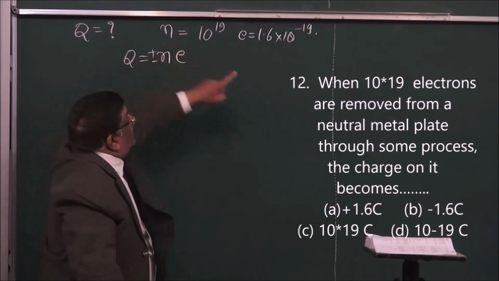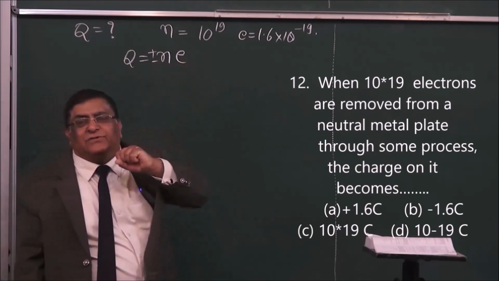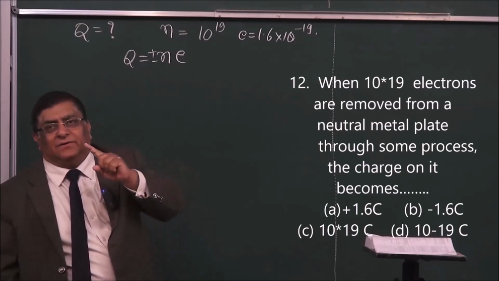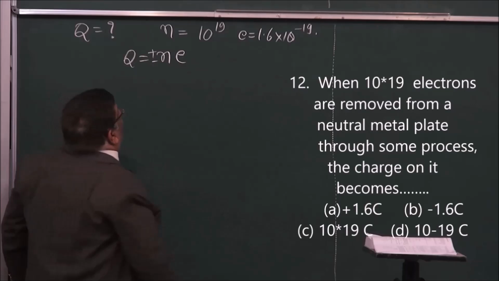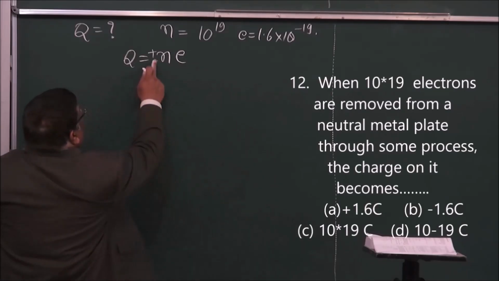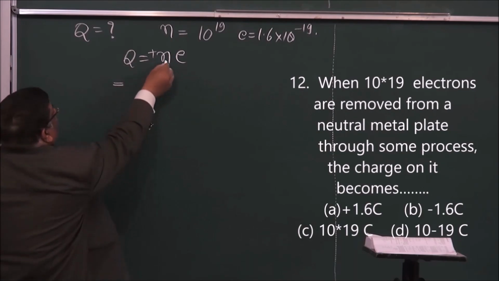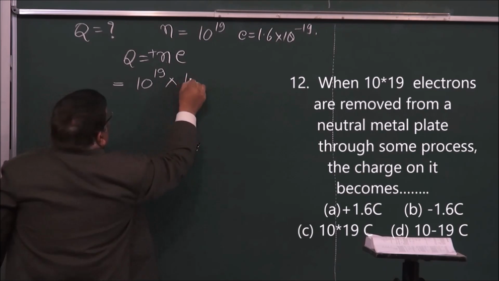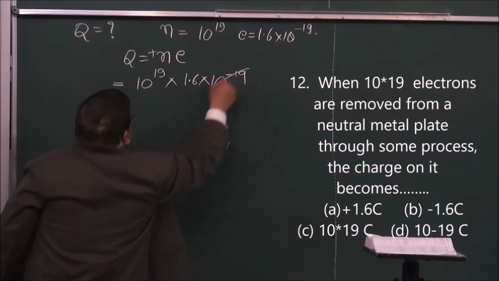So the question said that electrons are taken out. If the electrons are taken out, what charge will develop? Answer: electrons are negative charge, and they are taken out, so the charge developed will be plus. So we will use only plus. Now it has become very easy: 10 to the power 19 into 1.6 into 10 to the power minus 19.